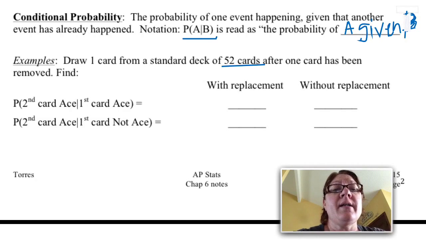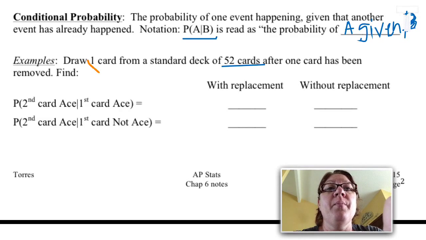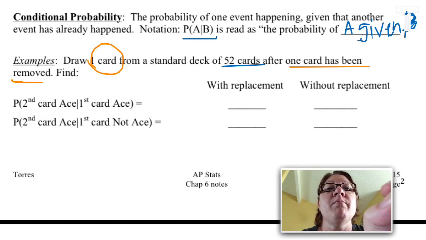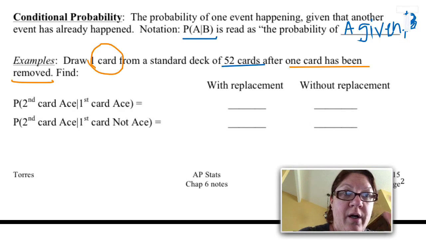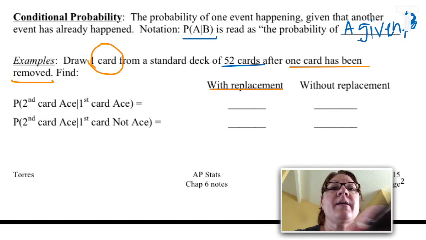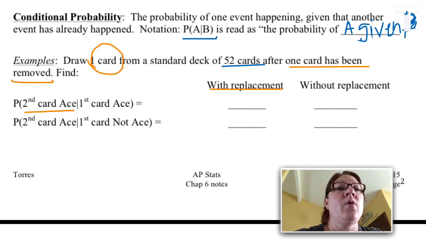So I'm going to draw a single card, but with the caveat that one card has already been removed and I don't know what that card is. So if I put the card back, that first card, and I say what's the probability that the second card is an ace? Well, there are 4 aces in the deck, and I've now put that card back, so it's 4 out of 52.